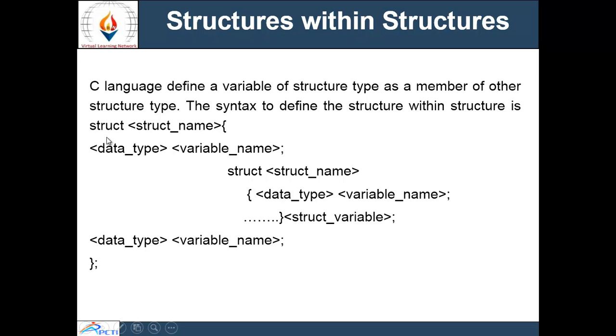Here struct, then the structure name, curly braces, the variable names, member names, and then the other structure that I am declaring in the main structure. For the other structure, I have written struct, structure name, and the members of the nested structure. Then that is the end of the nested structure, and this is the structure variable which I am defining for accessing these members. And here is the end of the main structure.